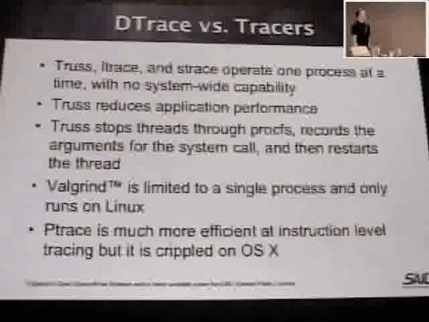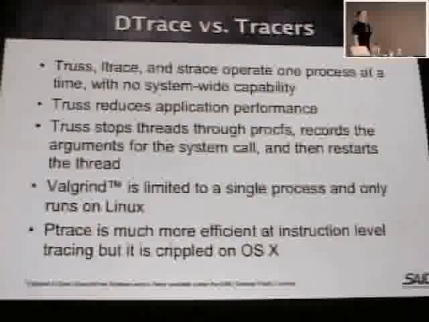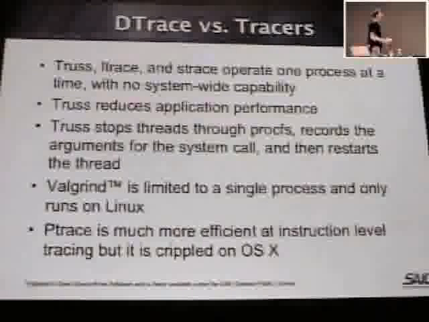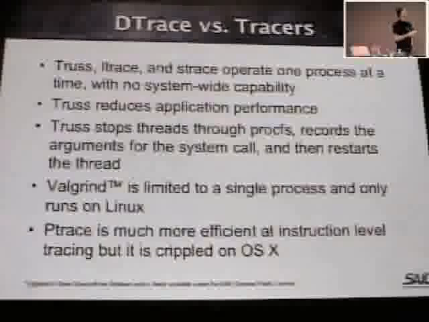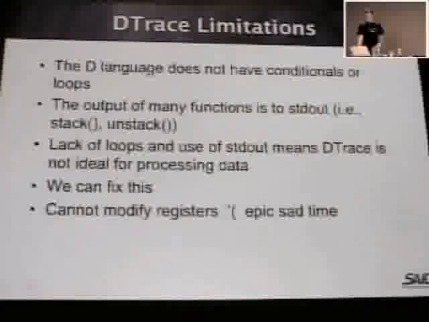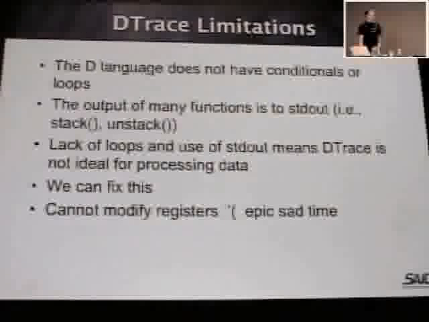So there's a bunch of other tracers out there too, right? Truss, Ltrace, but they have a more limited scope. And Dtrace is really a framework for implementing your own tracers. There's things like Valgrind. Ptrace is totally broken on OS X. There's Vtrace as well. But there's, again, some limitations that we already touched on.